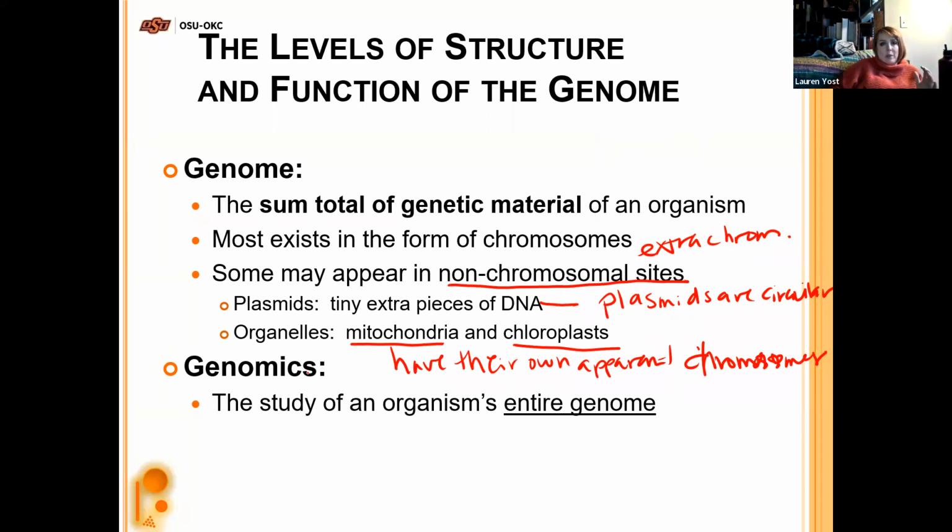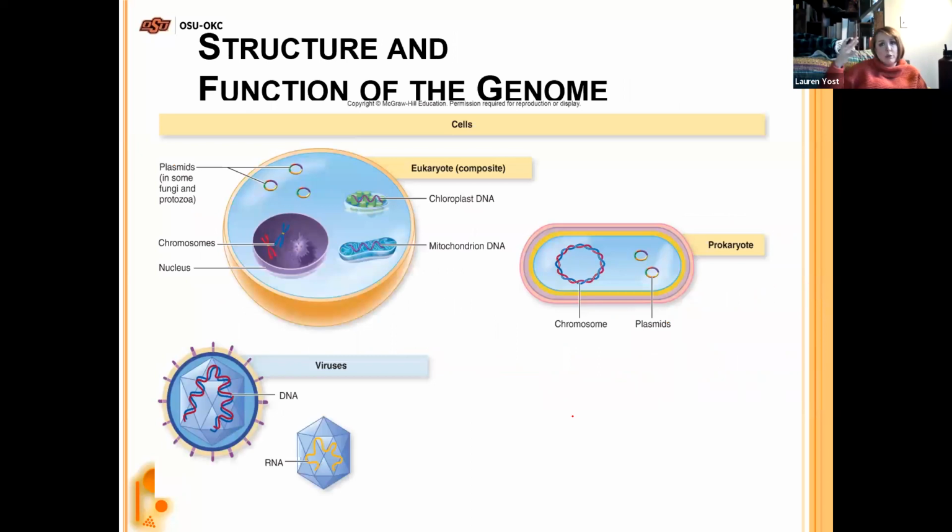Genomics is the part of science that has to do with studying an organism's entire genome, so not just their chromosomes, but what other aspects they might have. It's a really big deal with bacteria because those plasmids can really cause a lot of trouble. Eukaryotes can also carry plasmids, but mostly we're just talking about fungi and protozoa, not the bigger eukaryotes like you and I.